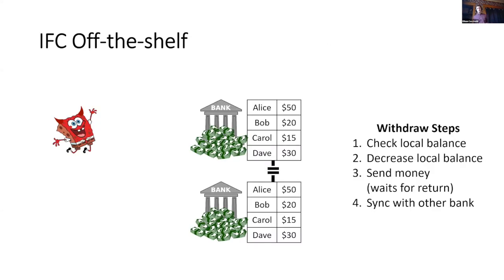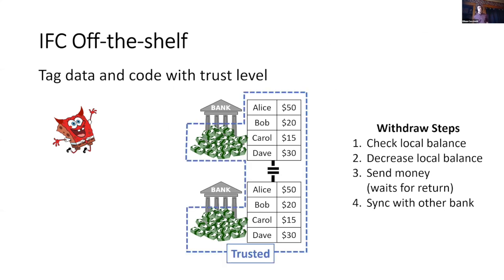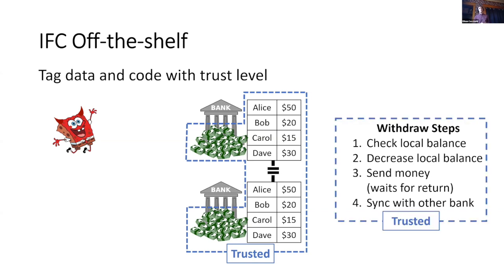Well, the first thing we need to do is tag all of our data and code with a trust level. The bank needs to trust the money it's got, and it needs to trust its balance sheet. So we're probably going to tag the balances and the money as trusted. The withdraw operation, we know who wrote the code, we know that it's supposed to work properly, and it needs to interact with these balance sheets and the money. It needs to change the balance sheets, it needs to send money, so we better mark that as trusted as well. But Bob might be trying to attack the system. We don't really know who Bob is or what he's doing, so we're going to mark Bob as untrusted.